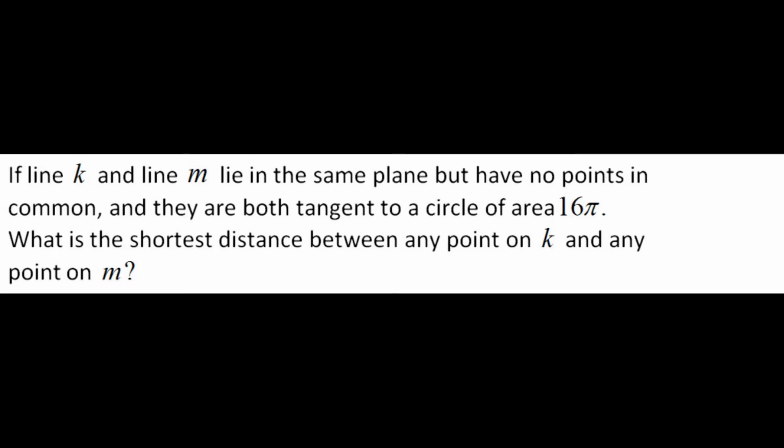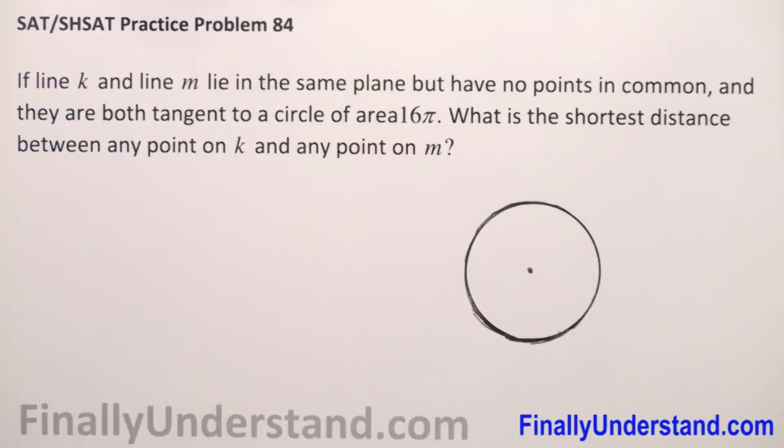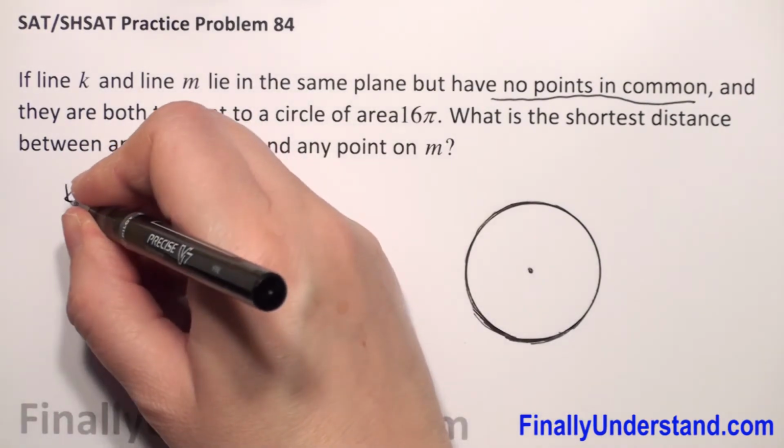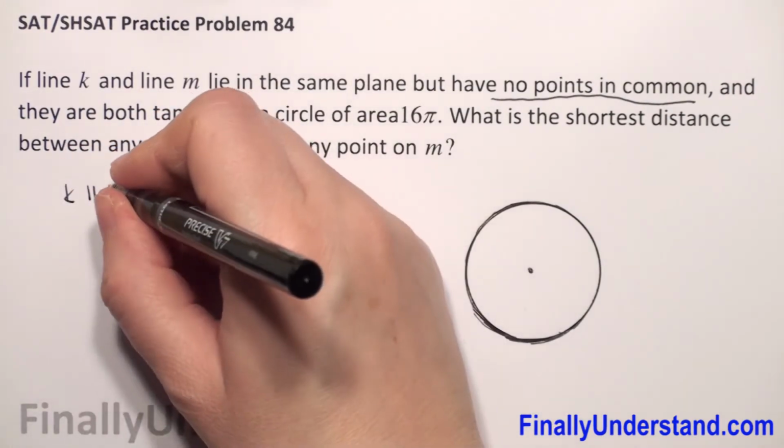If line K and line M lie in the same plane but have no points in common, and they are both tangent to the circle of area 16 pi, what is the shortest distance between any point on K and any point of M? So let's start from the beginning. Line K and line M lie in the same plane but have no points in common. It means that line K is parallel to line M.